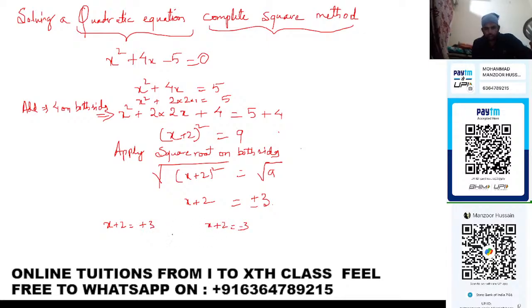In that case, for the first equation, the first root is 3 minus 2, which is 1. That is, x is equals to 1 is one of the roots, and x is equals to minus 3 minus 2, x is equals to minus 5, is the second root. Therefore, the roots of this particular equation are x is equals to 1 comma minus 5.